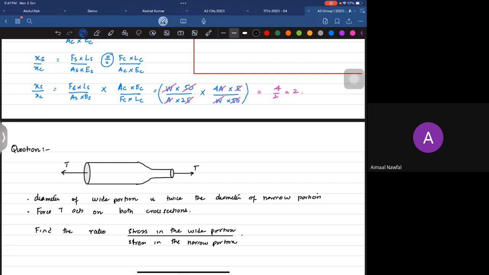I got 1/4. Yeah, this is correct. 3.25 is the ratio. So you're lagging, so we should have that.